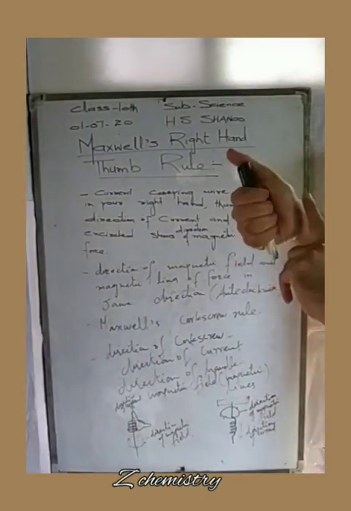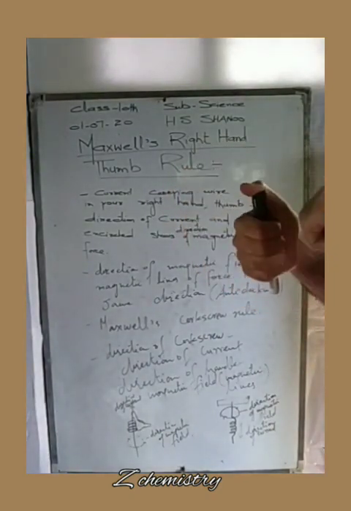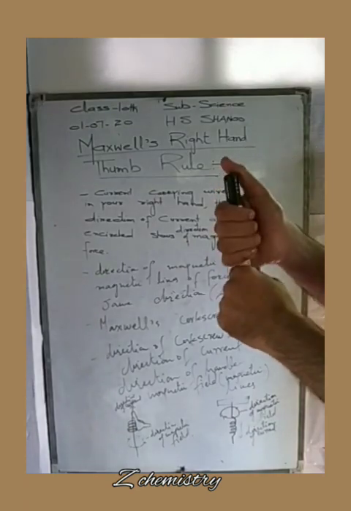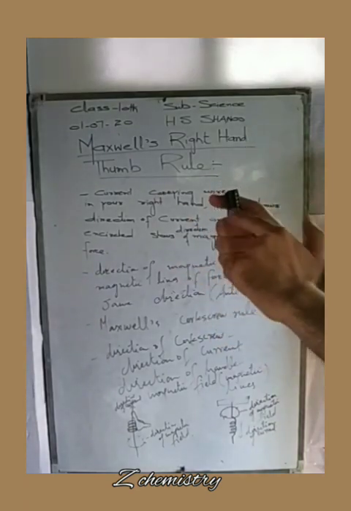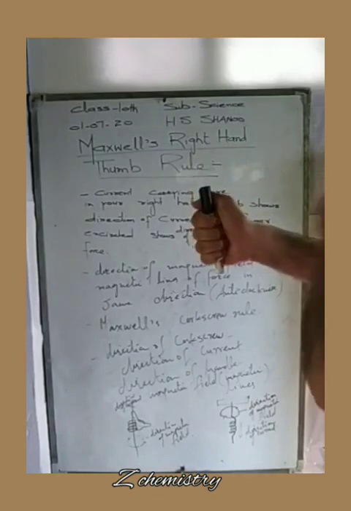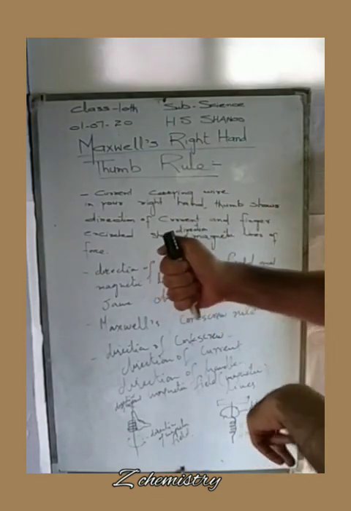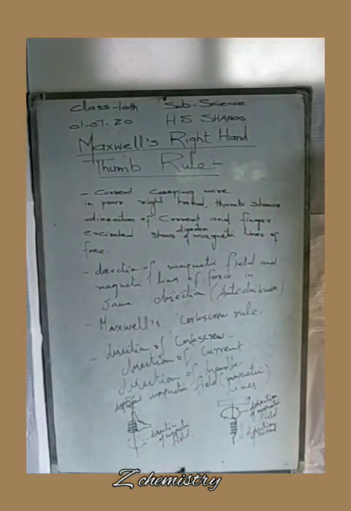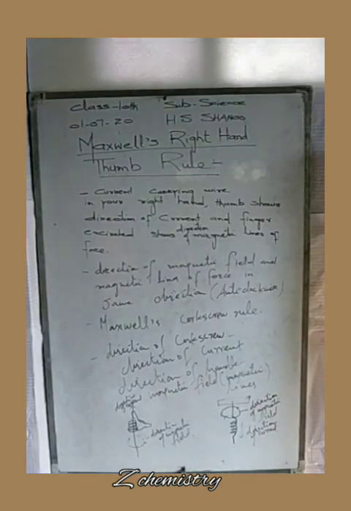Sometimes they can be anti-clockwise. If the direction of these folded fingers is anti-clockwise, then the direction of the magnetic field lines will also be anti-clockwise. If they are clockwise, then the direction of the magnetic lines of force will also be clockwise. This Maxwell's right hand thumb rule is also shown by another rule called Maxwell's corkscrew rule.